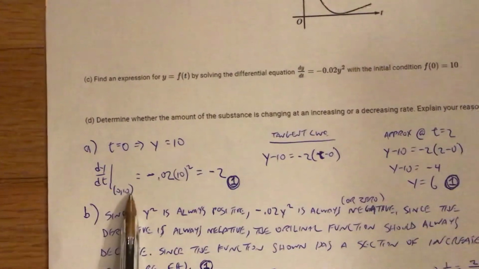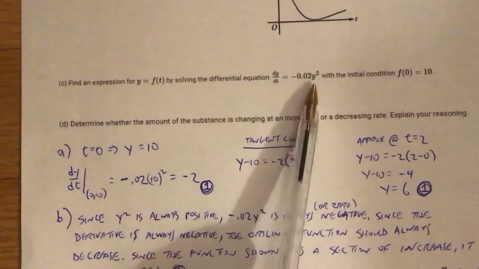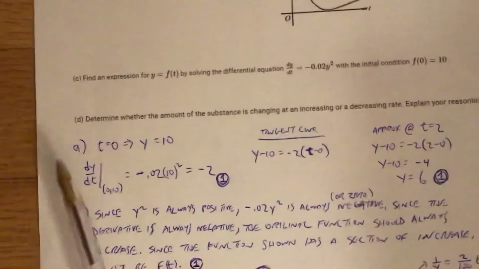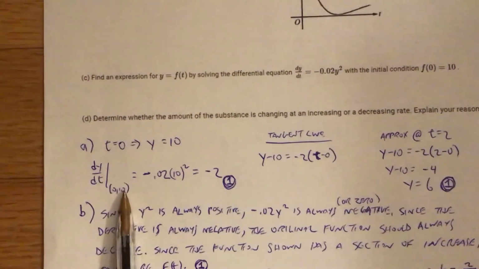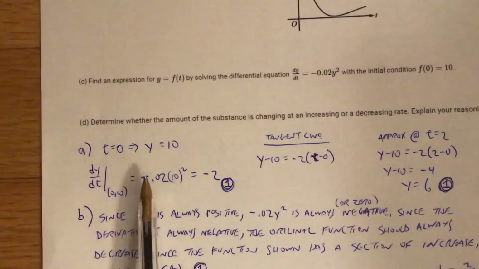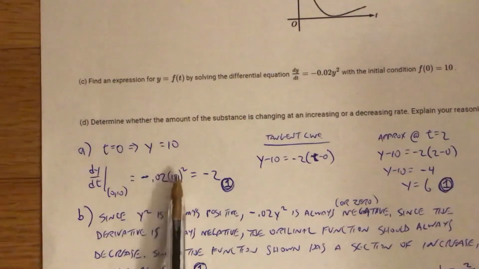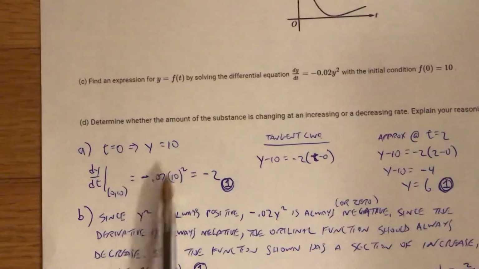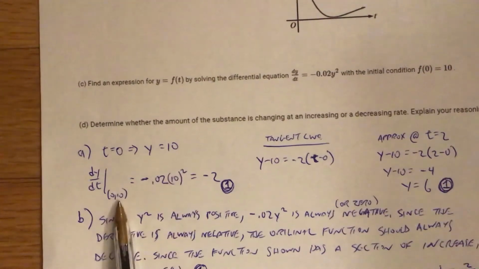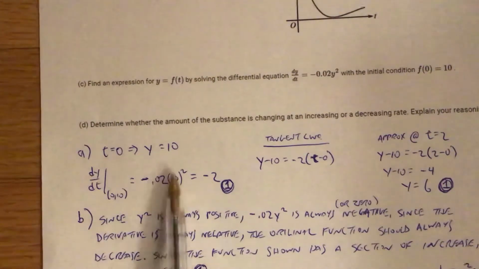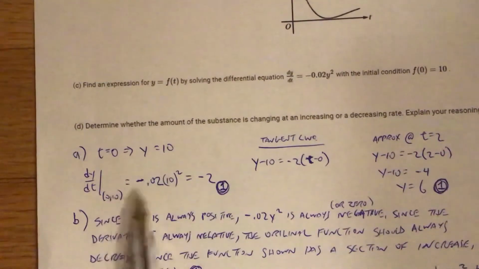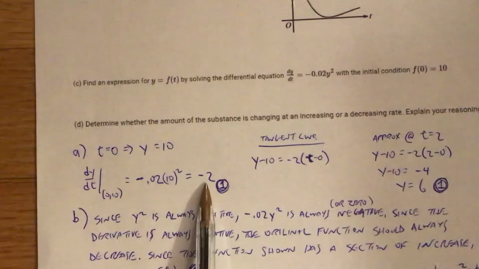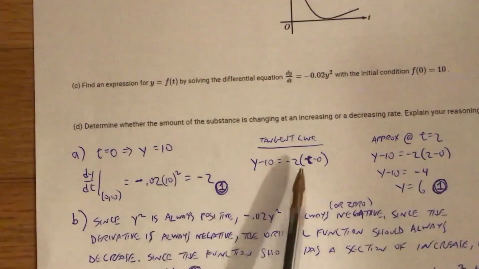Now remember, the equation is in terms of y, not in terms of t. So I'm not actually going to use the t value in the equation, but I'm going to use the y value. So what is the derivative at that spot? It's negative 0.02 times y squared, and y is the value 10. So I'm plugging in the 10 and calculating what that is. So the slope at that spot is negative 2.